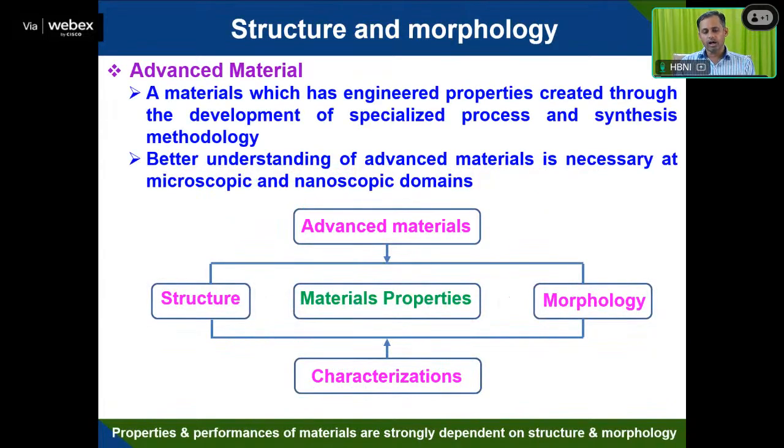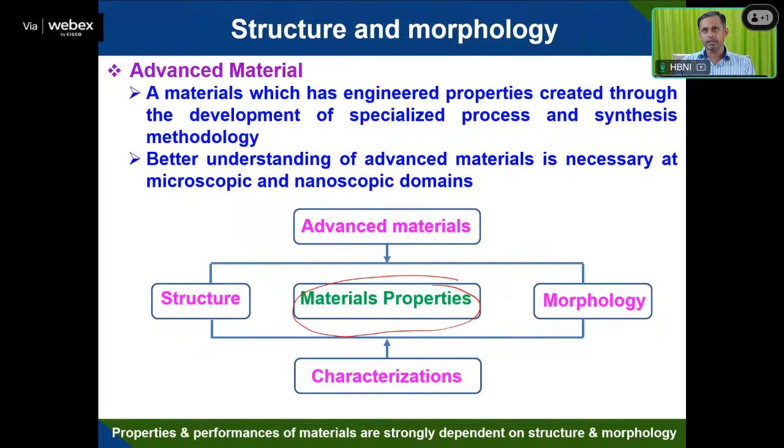If you see advanced materials, mainly the properties decide whether a material is an advanced material or a normal material. Those properties depend on two factors: one is the structure of the material and another is the morphology. So structure-driven as well as morphology-driven, these two parameters control the material properties.